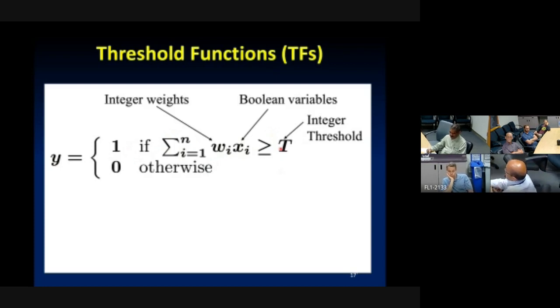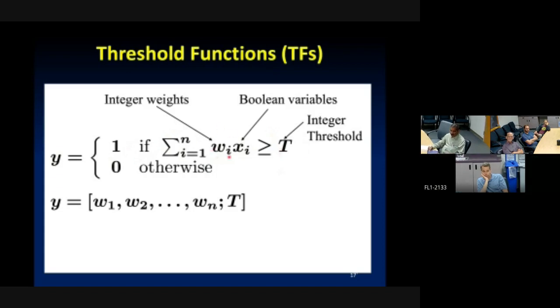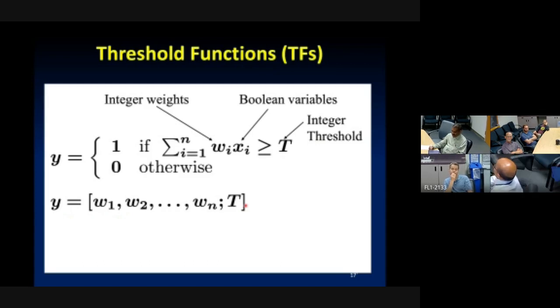This is just a mathematical construct of a Boolean function. Now, the parameters of interest are the weights and the threshold. So we can equivalently express this as an array of weights, W1 to Wn, and the threshold, that fully expresses the function.